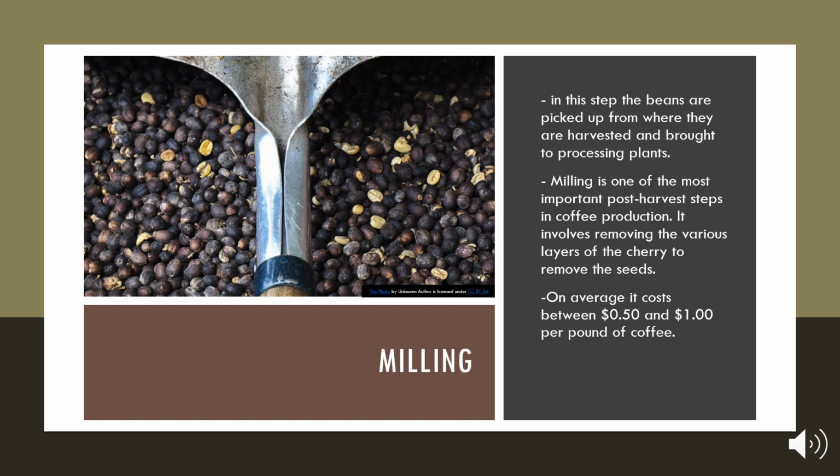The coffee plant produces coffee cherries and the beans are the seeds that are inside. This processing step involves removing the various layers of the cherry to retrieve the seeds. The cost of producing coffee largely depends on the type of coffee bean and the way it is processed. On average, this step costs between 50 cents and $1 per pound of coffee.